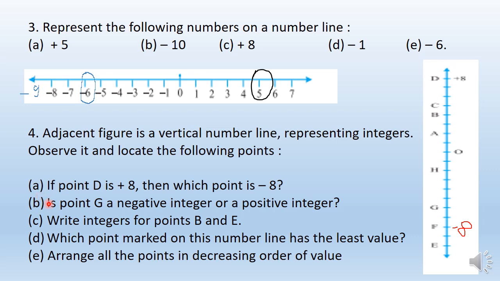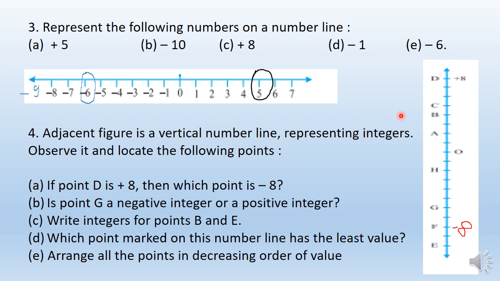Now, is point G a negative integer or a positive integer? Let us see where the place of G is. The place of G is below 0. Here we know that all negative numbers are there. So the place of G is -6. Here is -7, here is -6. Whether it is positive or negative? Negative.